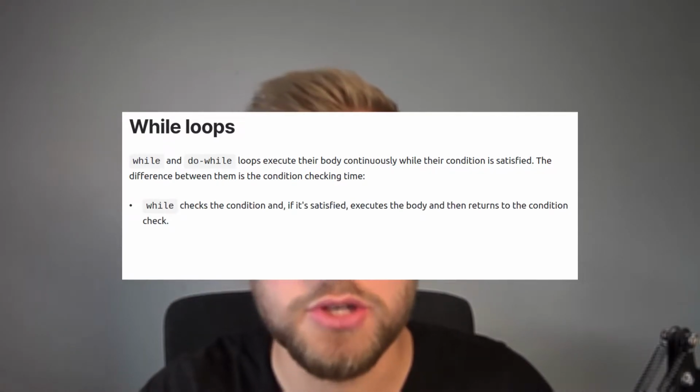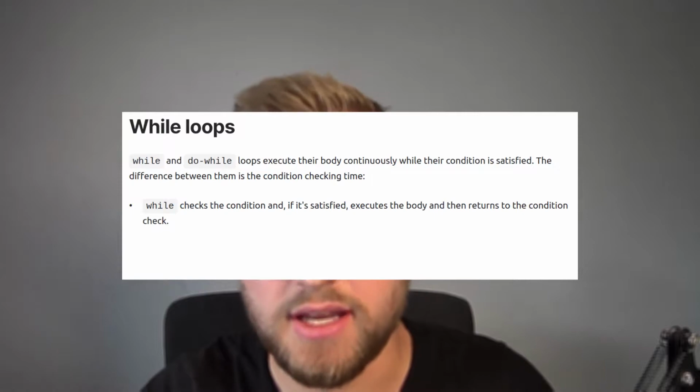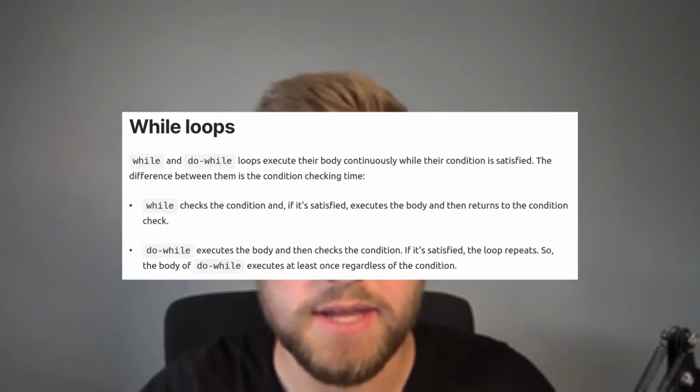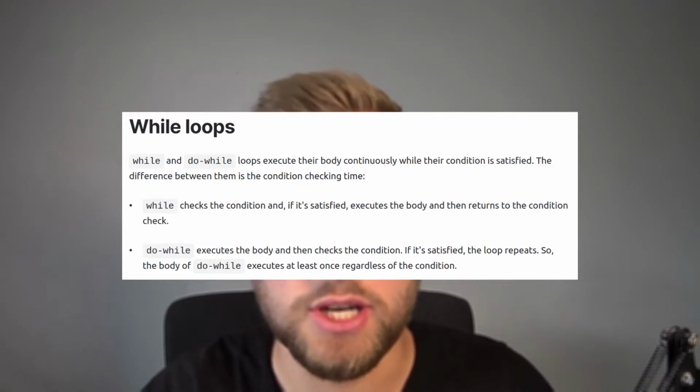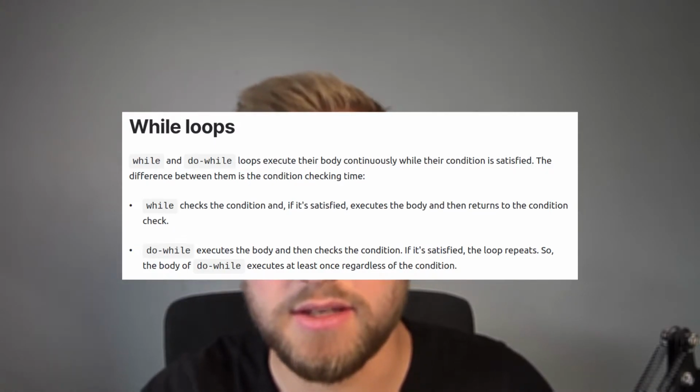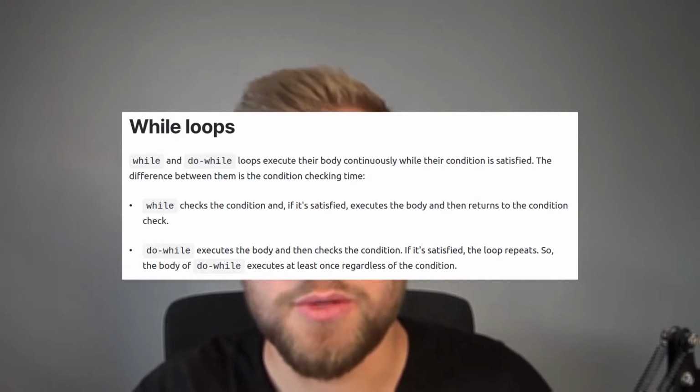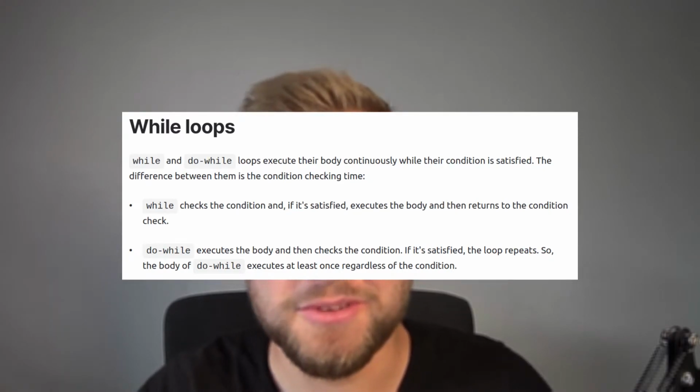While checks the condition, and if it's satisfied, executes the body and then returns to the condition check. Do while executes the body and then checks the condition. If it's satisfied, the loop repeats. So the body of the do while executes at least once, regardless of the condition.